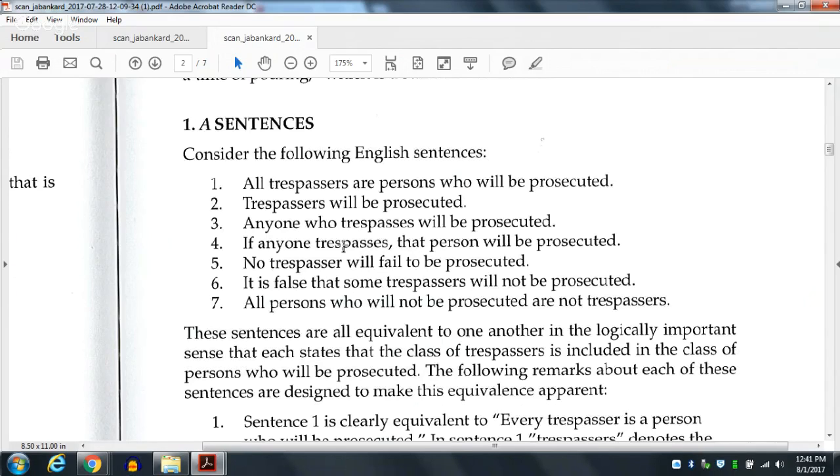This is key, a conditional. Lots of conditionals are A, right? If anyone trespasses, that person will be prosecuted, right? That's an A claim. If you trespass, you will be prosecuted. All trespassers will be prosecuted. The negative way of saying this, of course, is no trespasser will fail to be prosecuted. All trespassers will be prosecuted.